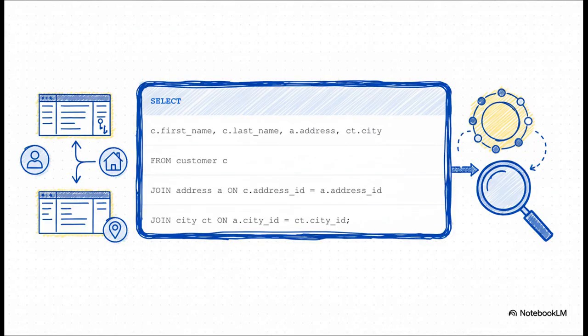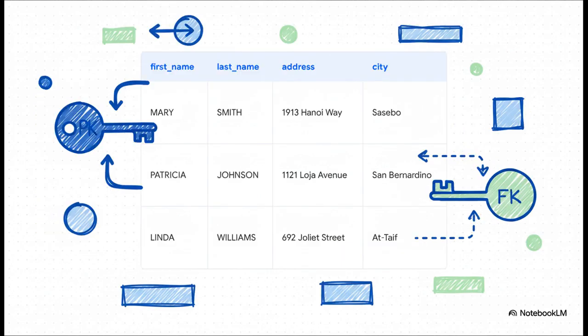Now, looking at this query, we're basically telling the database, select the customer's name, their address, and their city. Start from the customer table, then join it to the address table on their matching address ID. Then join that result to the city table on the matching city ID. We are literally telling the database to walk across the bridges we built to put together a complete picture for us.